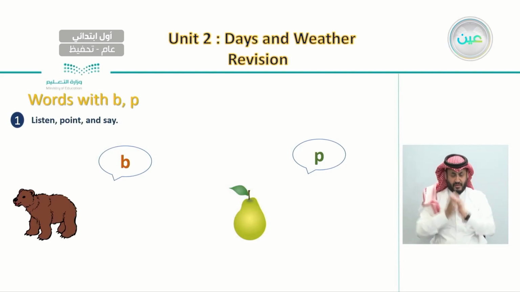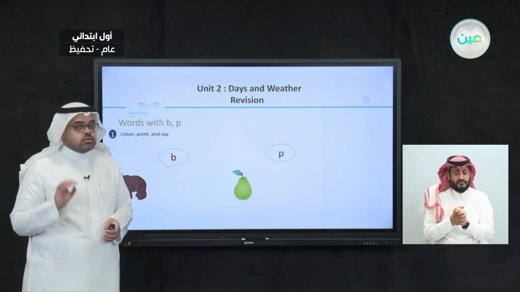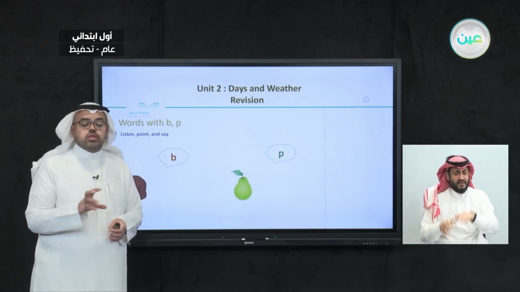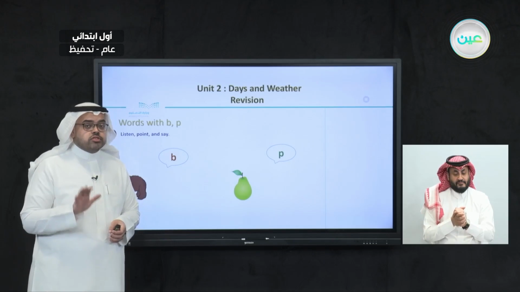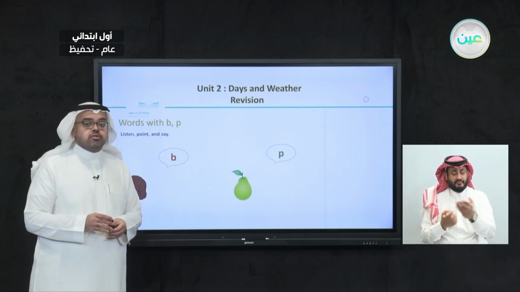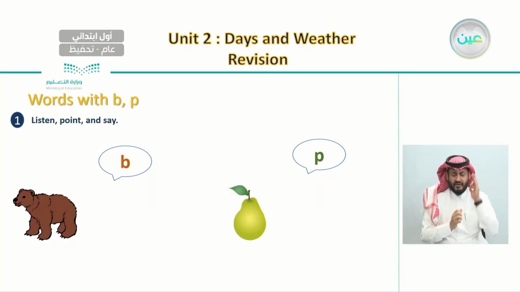Quick revision: in the previous phonics practice we practiced the words with the letters B and P. And we said that it is important that we can differentiate between these two letters. And there is no better way to differentiate between them than to memorize the words. So here we have the first example of these words that start with B and P. So now let's listen, point and say these words that start with B and P.